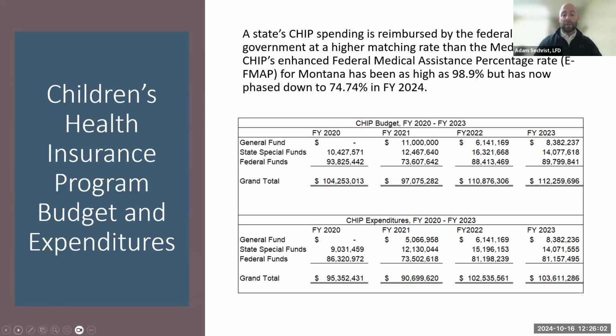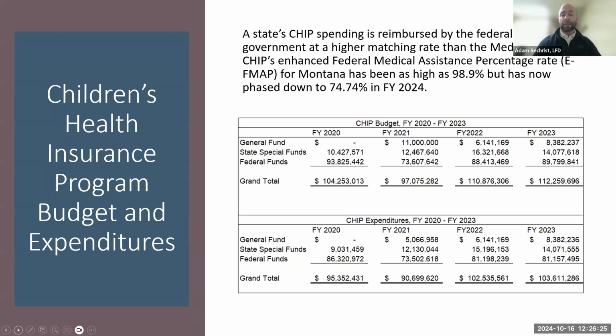As we look at the funding of Healthy Montana Kids, General Fund has stayed steady for the past several years, with increasing state special and federal funding staying relatively constant as well. The state special funds tied to HMK include the CHIP Tobacco Settlement Fund and the Healthy Montana Kids Plan State Special, which comes from the insurance fees.